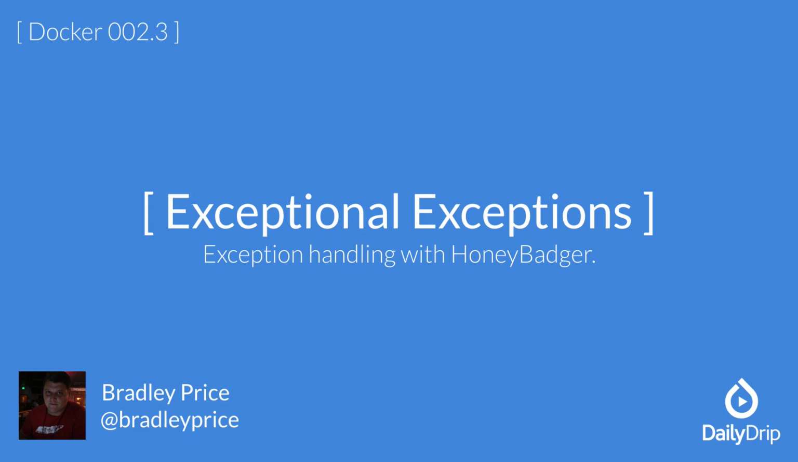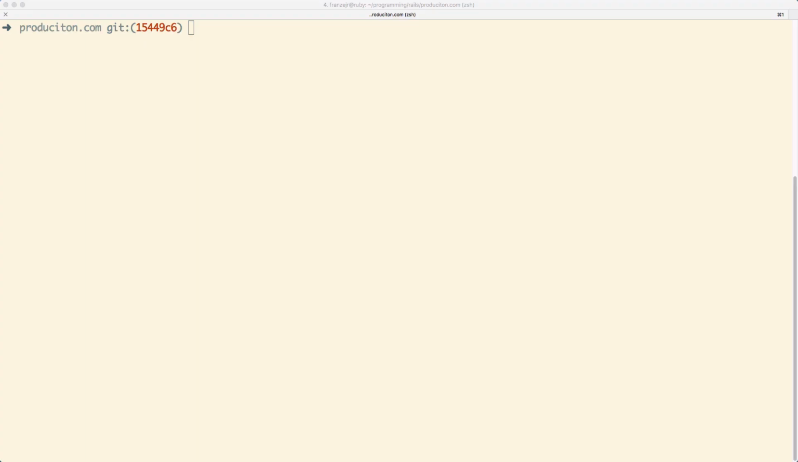Today, we'll be talking about exception handling. So, what is exception handling? First, let's talk about what an exception is and why we'd want to handle one. An exception is an event that disrupts the normal flow of an application.